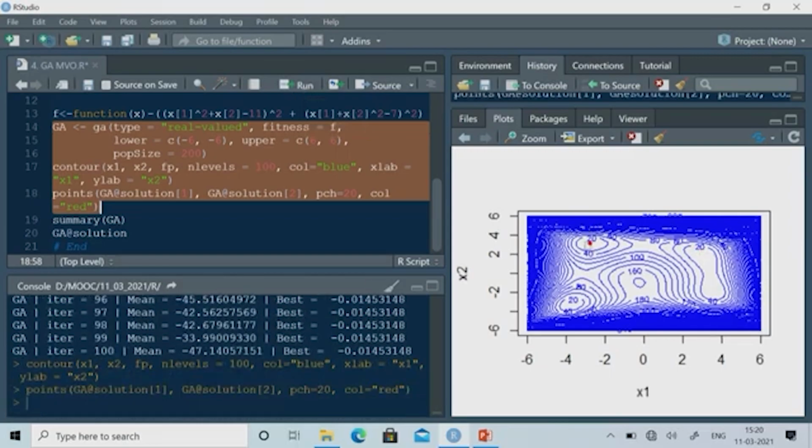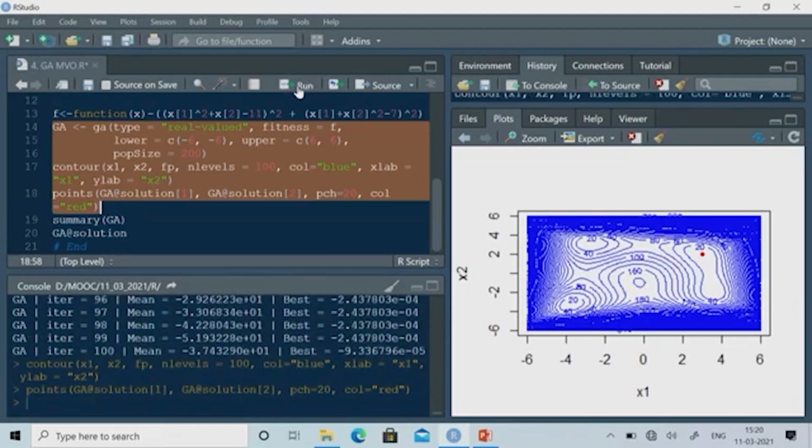I am getting a different solution. This time you see that I got a solution in the second quadrant. So, let us run it again. Yeah, I am getting it in the first quadrant, again first quadrant, again first quadrant. So, I am getting the solution in the first quadrant, but you may get the solution in the other quadrants also.